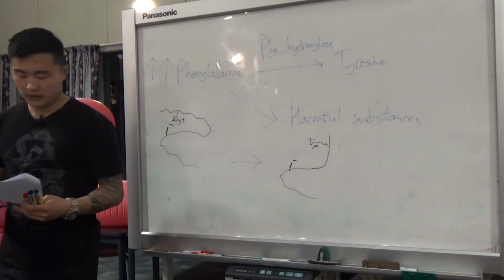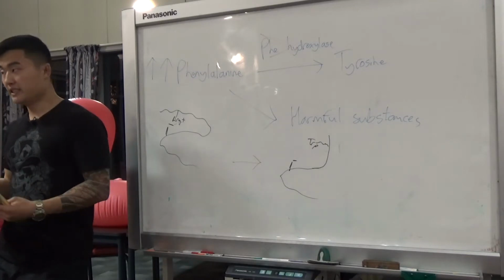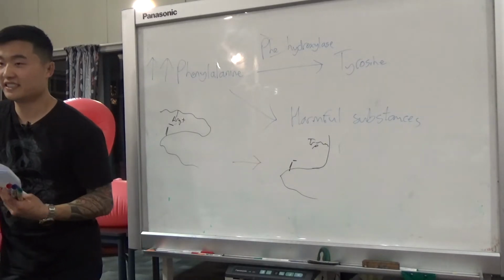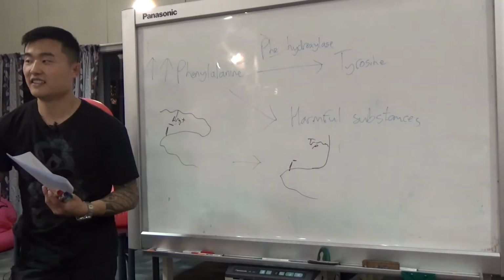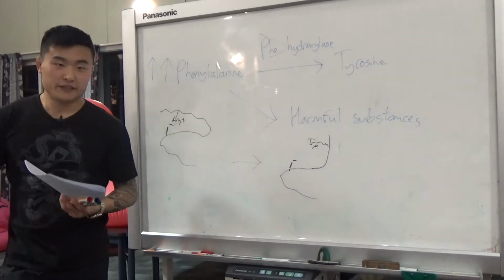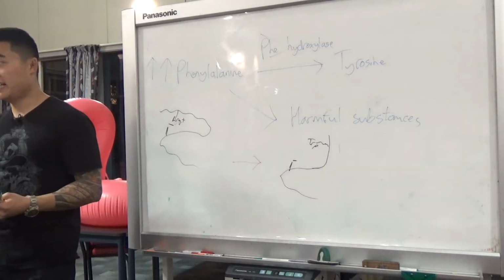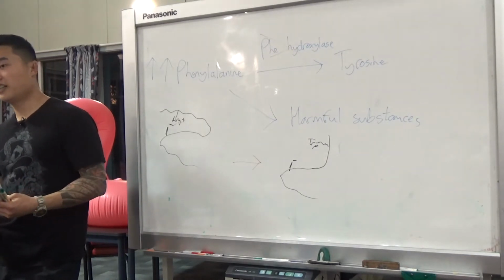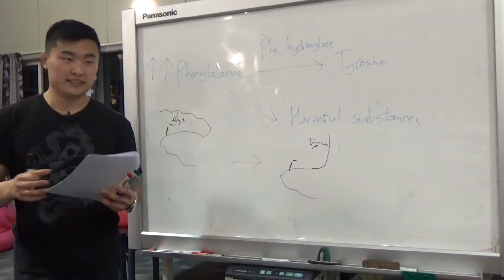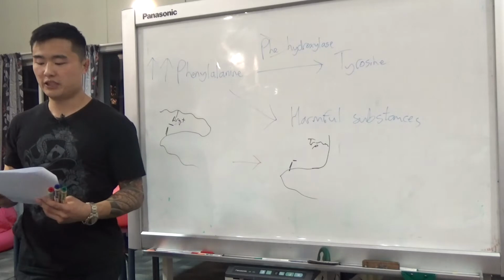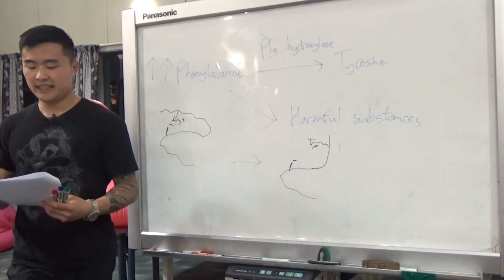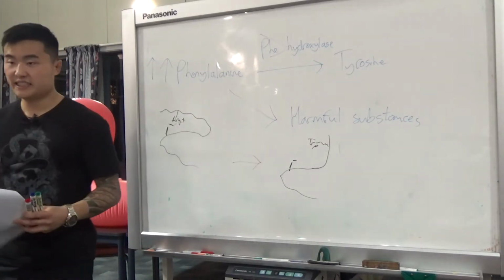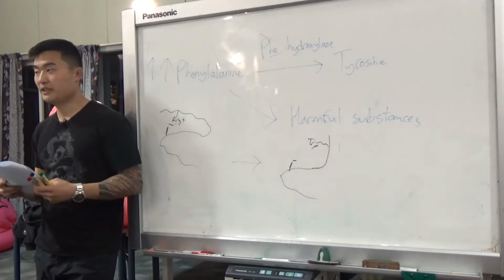So does everyone know what a nonsense mutation is? What's a nonsense mutation? Yeah, so if you have a nonsense mutation, the change in the DNA sequence results in a stop codon, and the protein is stopped prematurely. So you're going to have a shorter protein, and that's going to be non-functional. And there's also something called a silent mutation. So what's a silent mutation?